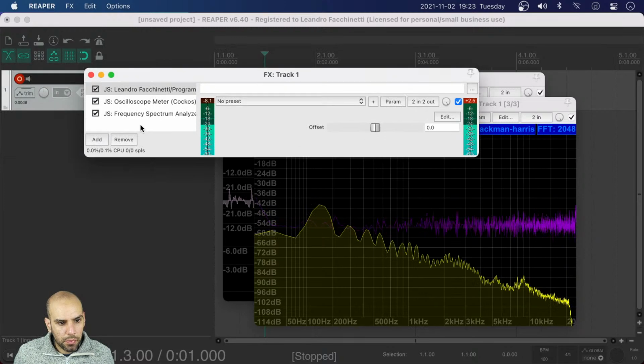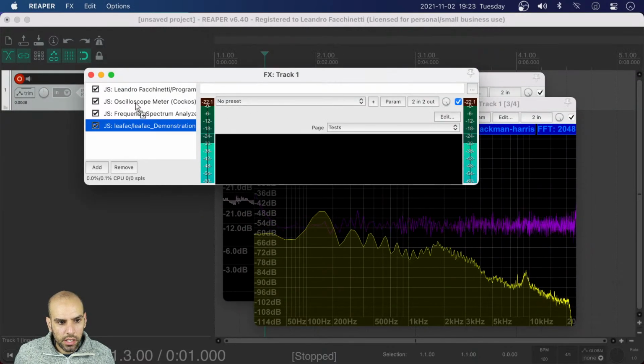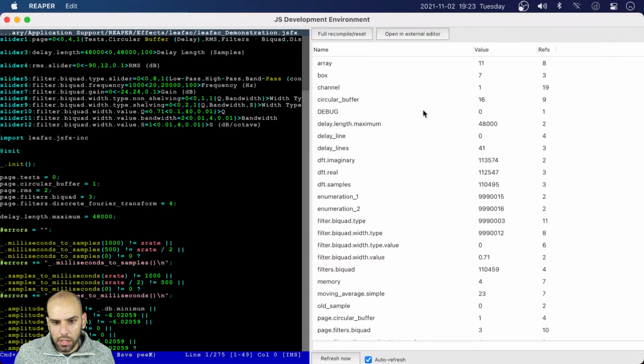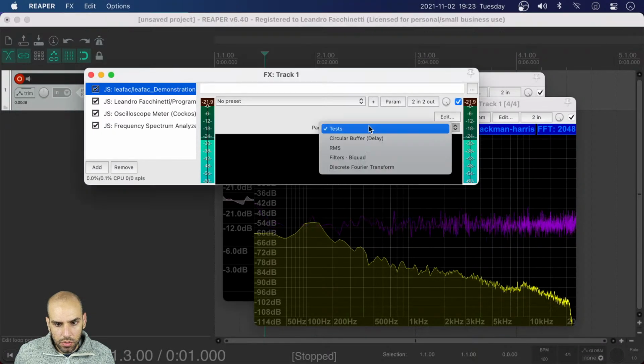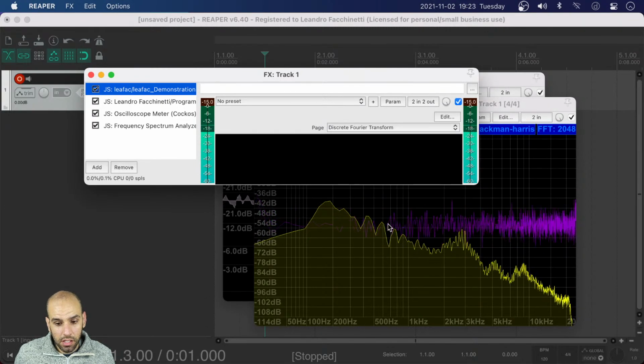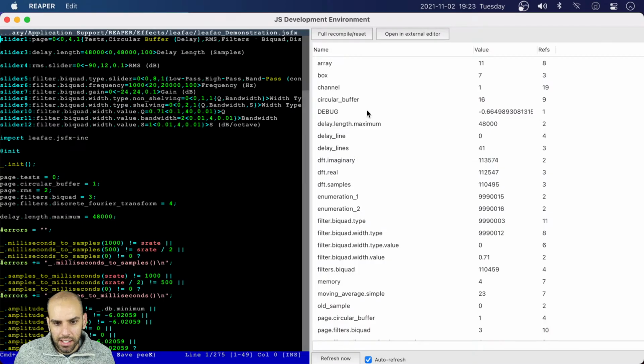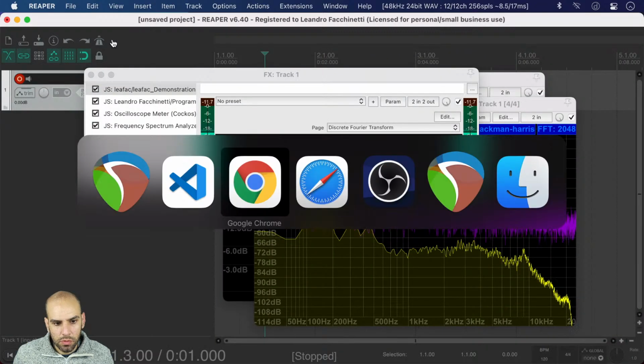So let me drop a demonstration effect into the track as the first one, why not? I'm going to go to the Discrete Fourier Transform page, which is making everything a lot slower already, so that's probably progress. Let's look at debug. Now this number is reasonable. It is going above 1 when I speak, but not too much. Right, so I guess it is safe for us to plot this guy.